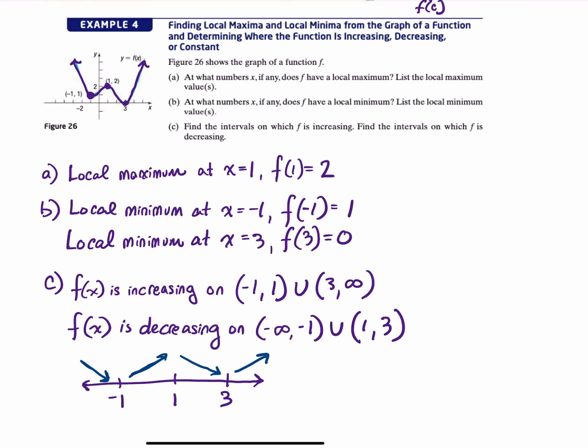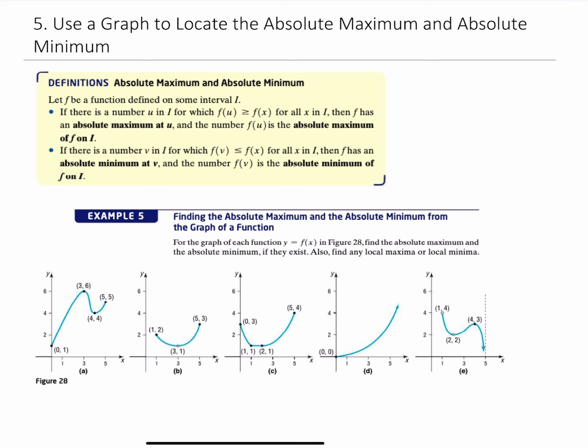So that was local. Let's talk about absolute minima and maxima. By absolute, they mean the highest or lowest point of a function on its domain, or at least on some interval that we're interested in. So this is absolute minima and maxima. They define it like this. They say, let f be a function defined on some interval, and a lot of times this interval is the domain. So it's defined on the interval, which is its domain.